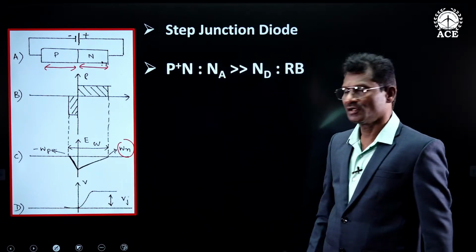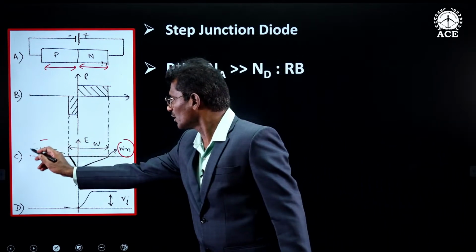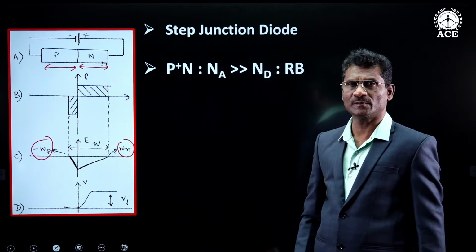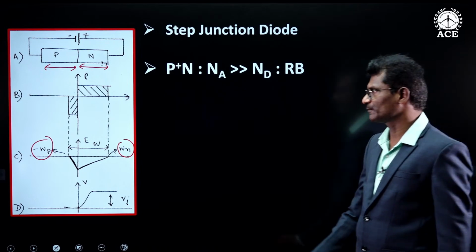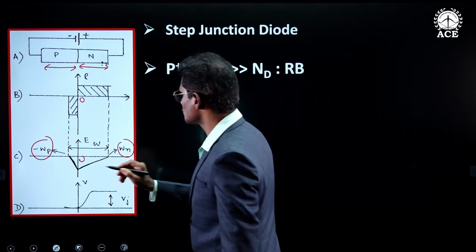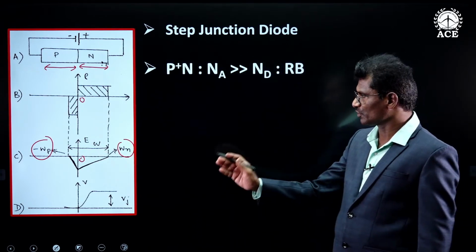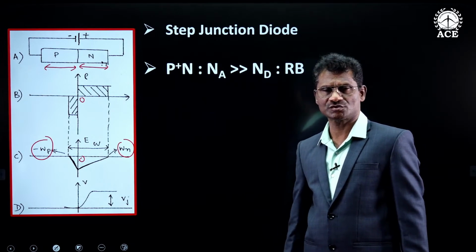Wn is width of depletion region in N side. Wp is width of depletion region in P side. Assume the central point is origin. To the left side, distance is negative, to the right side, distance is positive.